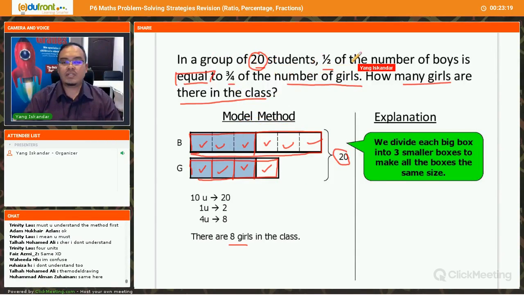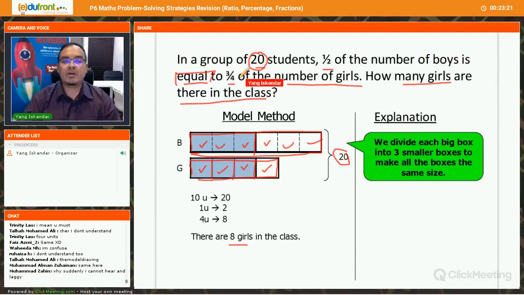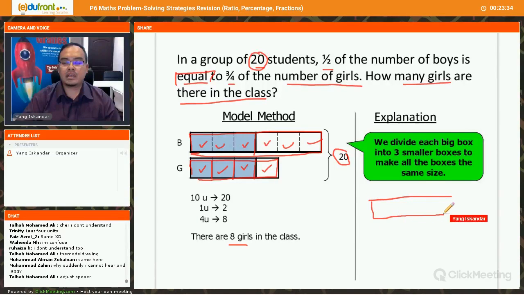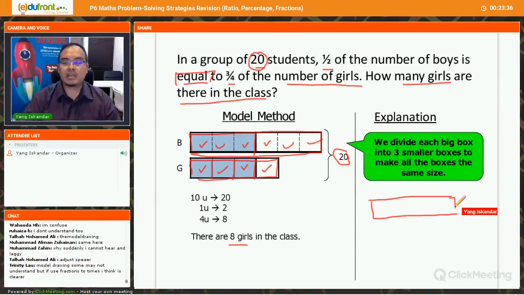In a group of 20 students, half of the number of boys is equal to 3/4 of the girls. Let me draw at the side here. Half the number of boys. So you have boys here, right? This is the total number of boys. You get half the number of boys, so you shade here. This is half of the boys.